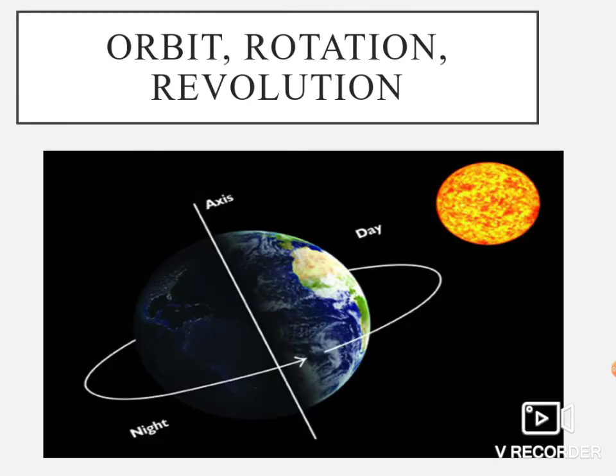The Earth moves on a fixed path called an orbit around the Sun. This motion is called revolution. Alongside, it also rotates on its axis. The axis is an imaginary line that passes through the center of the Earth and its poles. Rotation of the Earth results in the occurrence of day and night. Revolution of the Earth causes change of seasons.